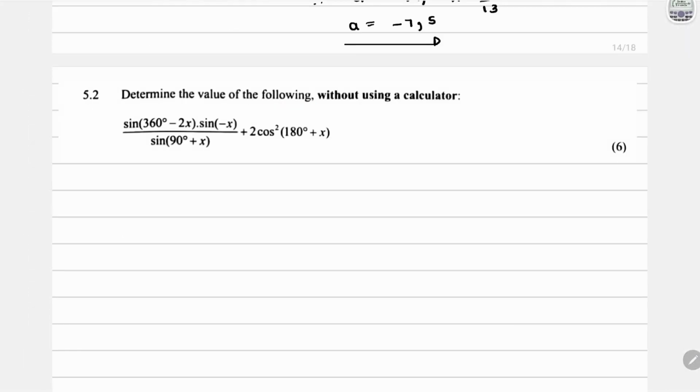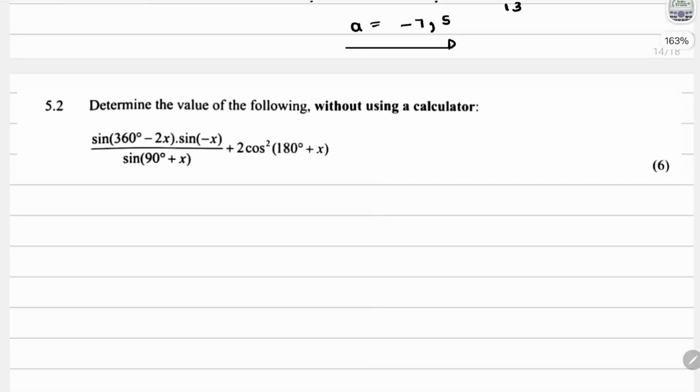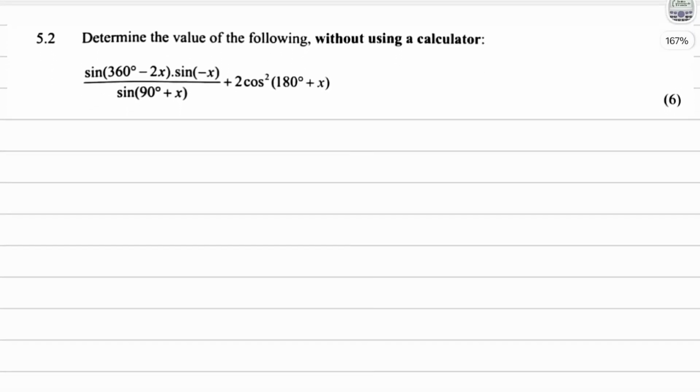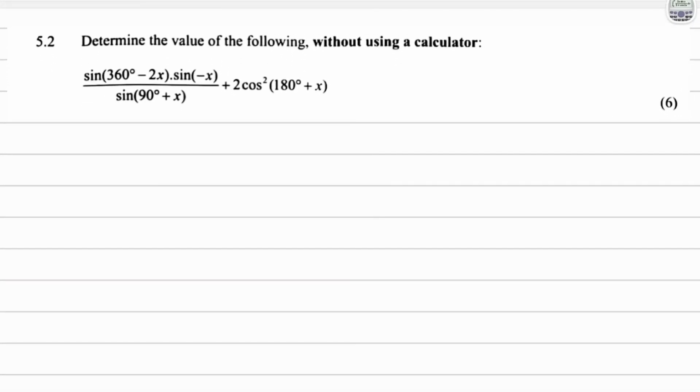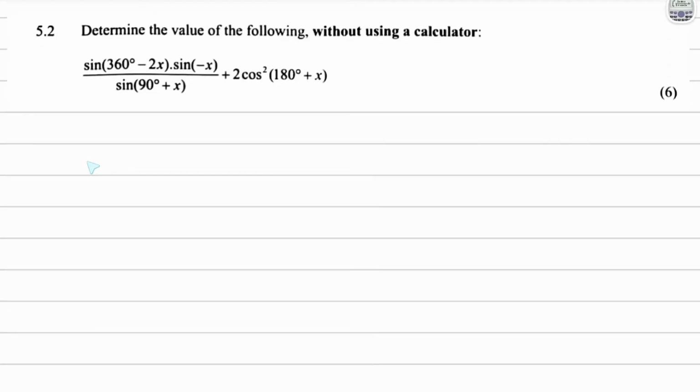The next question, 5.2, says, determine the value of the following without using a calculator. So we have a trig expression and we have to simplify it. Always just make sure you simplify everything that you can, okay? If something is too big, you reduce it. If there's a negative angle, add 360 degrees to it. If there are cofunctions, use your cofunctions. And the main thing is be careful when simplifying, to simplify carefully and not quickly so that you don't make little mistakes.